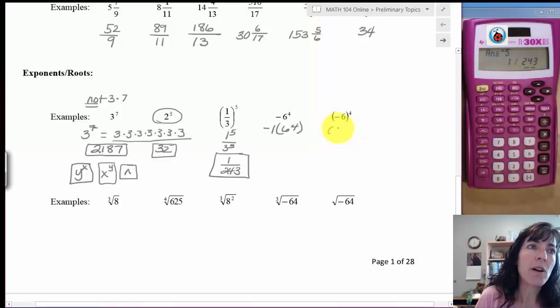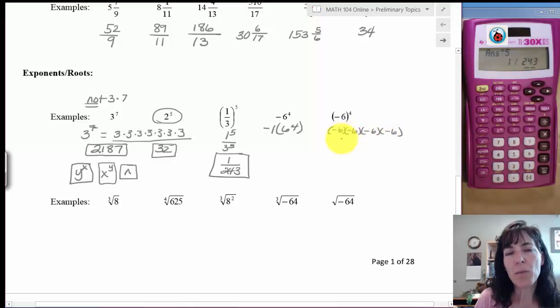This one, on the other hand, is -6 times -6 times -6 times -6, which means that my negatives are going to multiply here and give a positive.